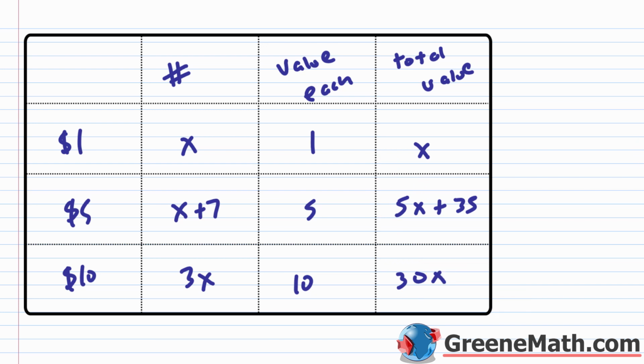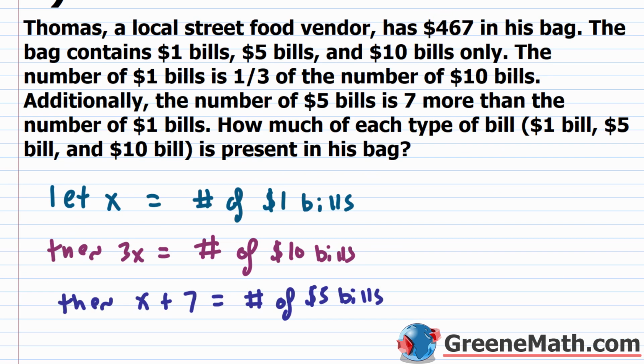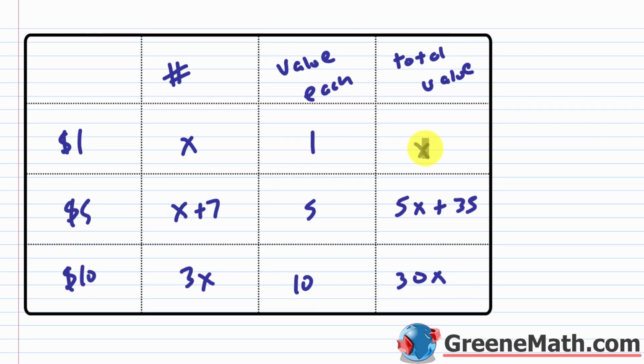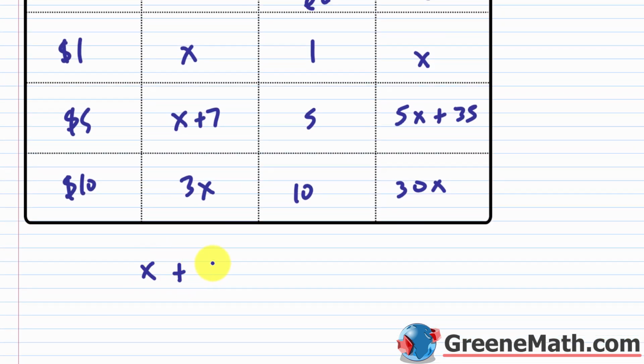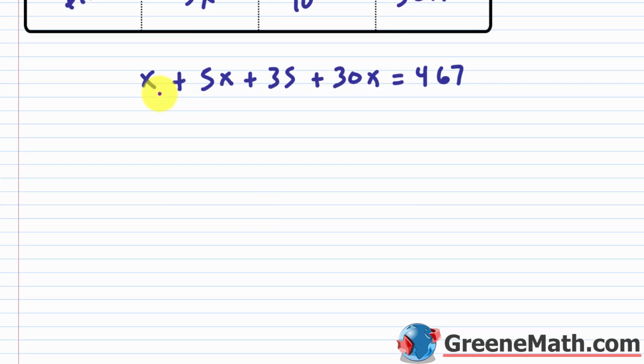So again, when we think about our equation, we know that the total amount in this guy's bag is going to be $467. Well, that comes from the total value of 1s plus the total value of 5s plus the total value of 10s. So let's go ahead and say that we have x plus 5x plus 35 plus 30x, and that equals 467. Okay, so the first thing I'm going to do is just combine like terms on the left. x plus 5x is 6x, plus 30x would be 36x, and then I'd have plus 35 equals 467.